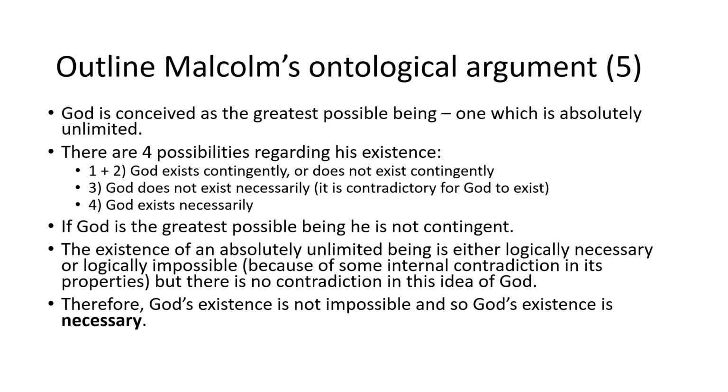So Malcolm arrives then at the conclusion that God's existence, if we follow his initial premises, is not impossible, and so God's existence must be necessary. If we accept that God is genuinely the greatest possible being, an absolutely unlimited being, he cannot exist contingently. This rules out our first two possibilities. And it's not contradictory to say that God exists, which rules out our third possibility. As these are the only possibilities regarding God's existence, it must follow, says Malcolm, that God exists. What we have here is an a priori and deductive argument, one which proceeds without experience, purely from an understanding of the concept of God alone. And if the premises are true, the conclusion must follow. It must be the case that God exists.